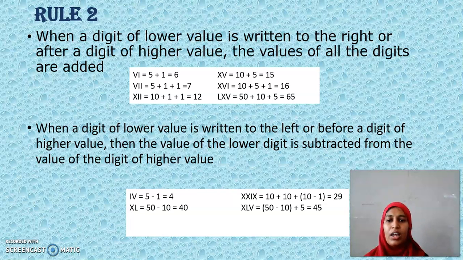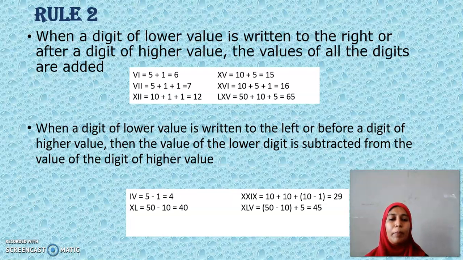In the next one, I have XL. X stands for 10, L stands for 50. The value of X is lower than the value of L and it is placed left to it. So again I should subtract it. If I subtract 50 and 10, I get 40. So XL stands for 40.